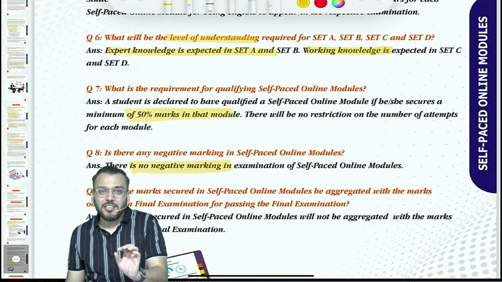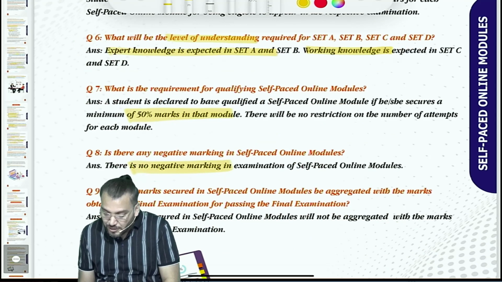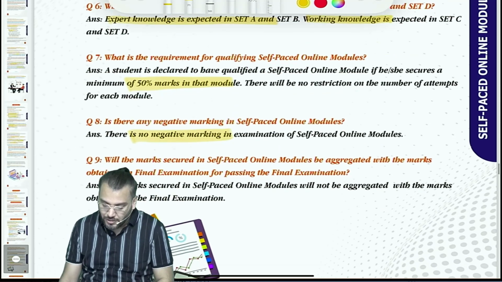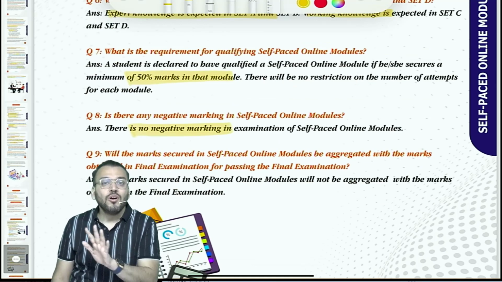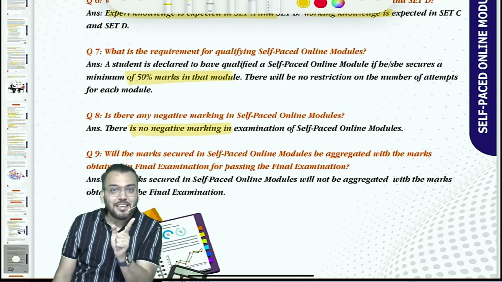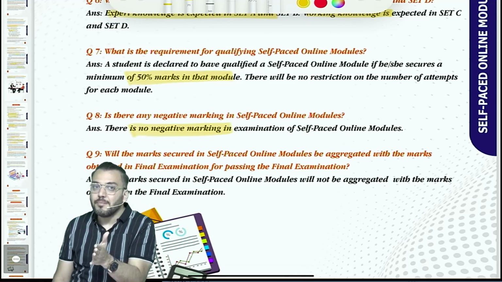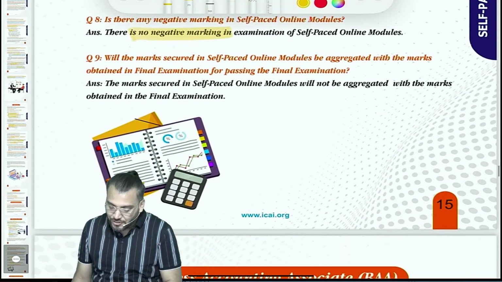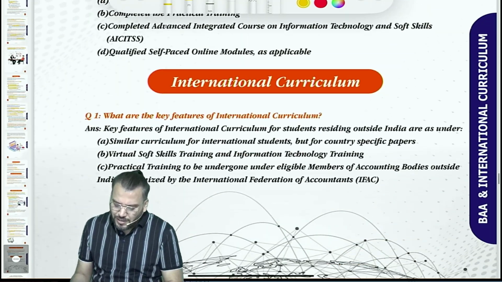For passing the examination, you need to get 50 marks in each paper. The 50 marks in that module you need to score to pass that particular examination. There are no negative marks in self-paced online modules. Negative marks are only at the foundation level, intermediate level and final level. In the self-paced online examination, there are no negative marks. Okay, sir? Yes, sir. Now this business accounting, you can read on your own.